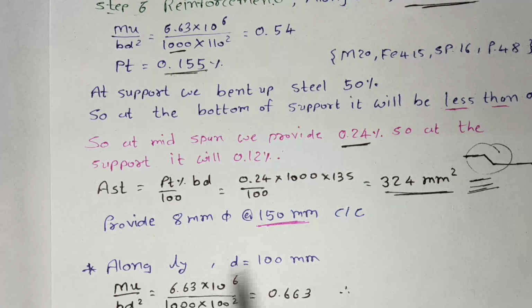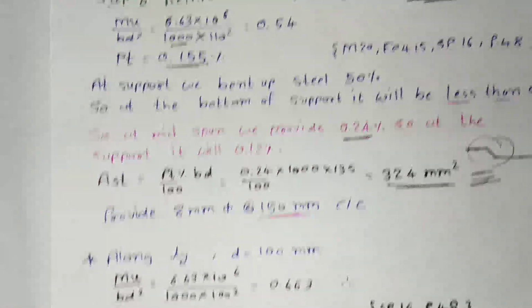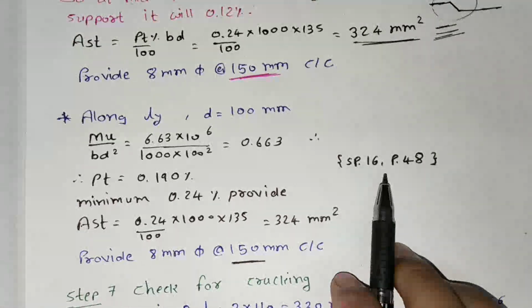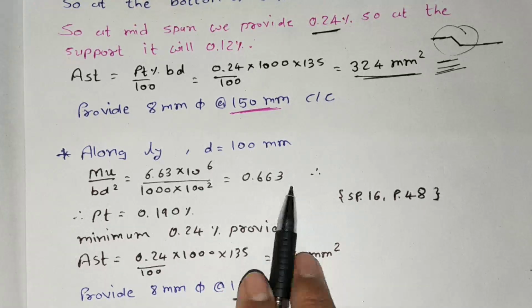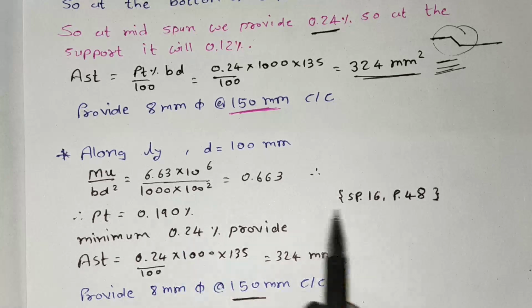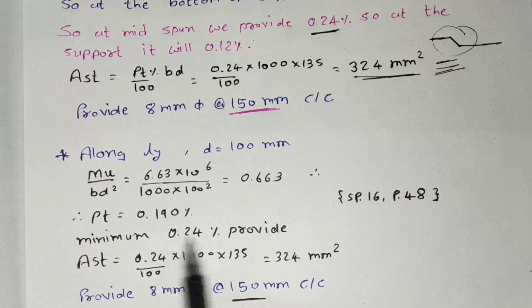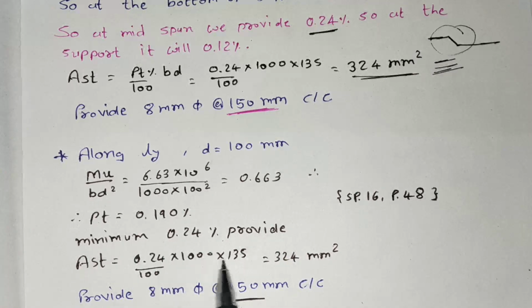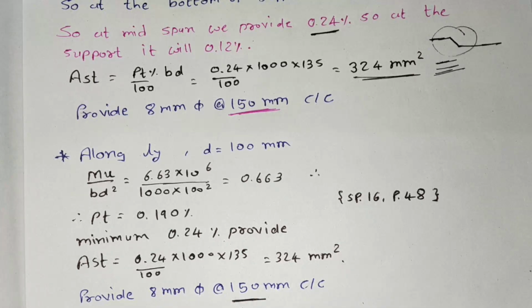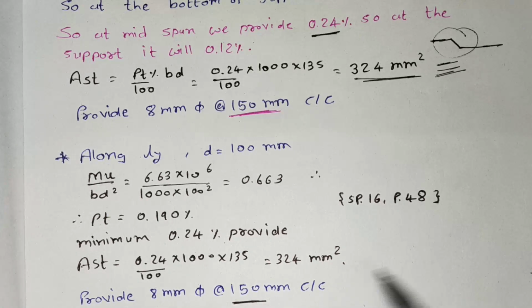Along the Ly direction, the depth is 100 mm. Using Mu by bd square, the same way we calculate 0.63. pt will be 0.19 as per SP16 page number 48. So we require a minimum of 0.24 percent. In the same way, Ast will be 0.24 into 1000 into 135 upon 100. We got 324 mm square. So we provide 8 mm diameter at the rate of 150 mm center to center.